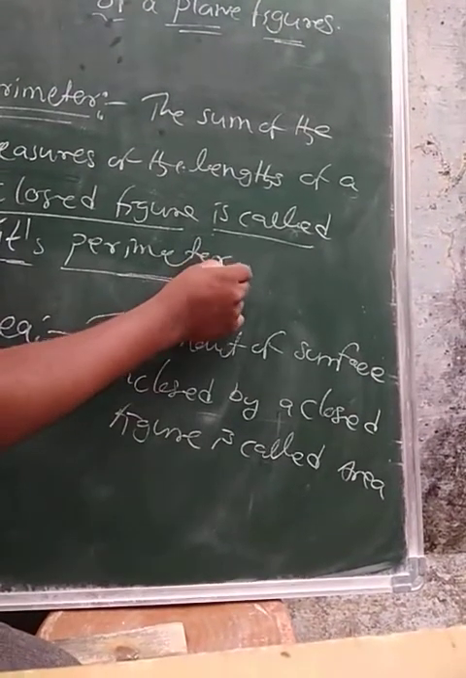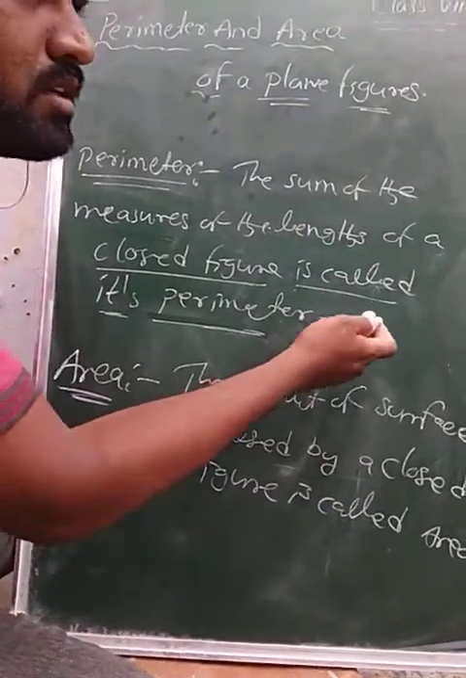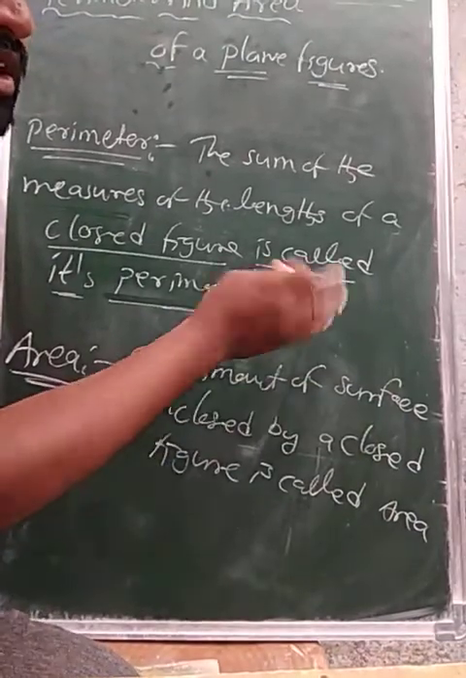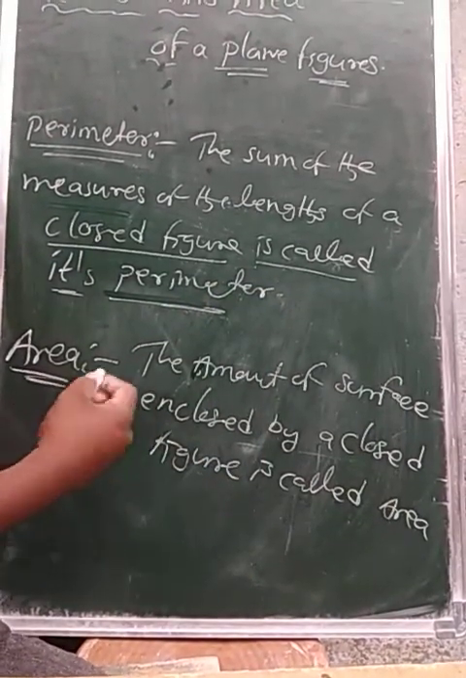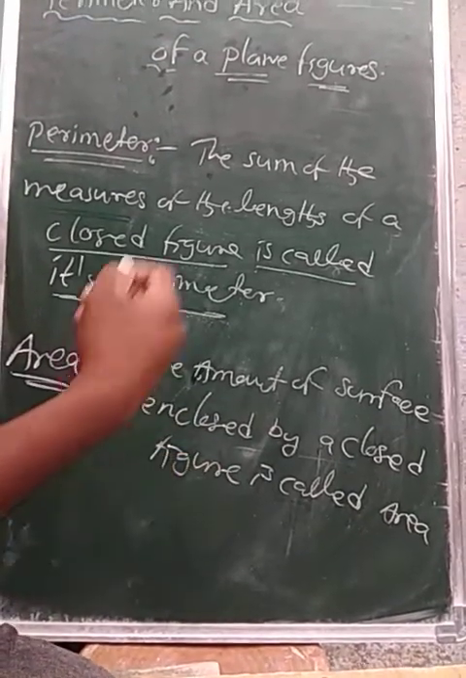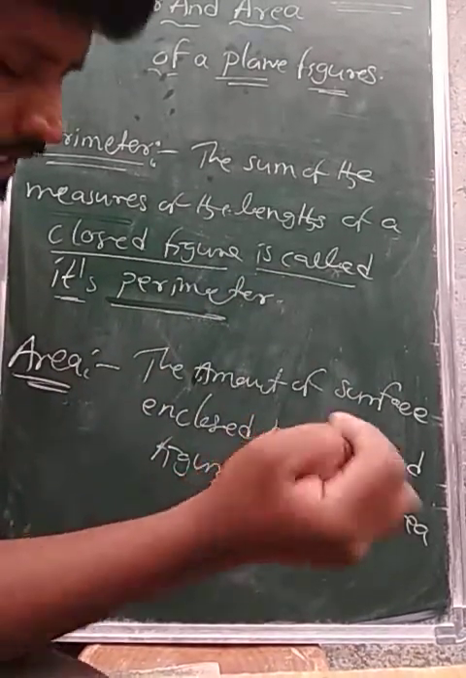We know the units for perimeter. What are the units for perimeter? Just meter, centimeter, you can write like that. Now the units for area are always square units, like square centimeters, square meters. Okay, now see here.